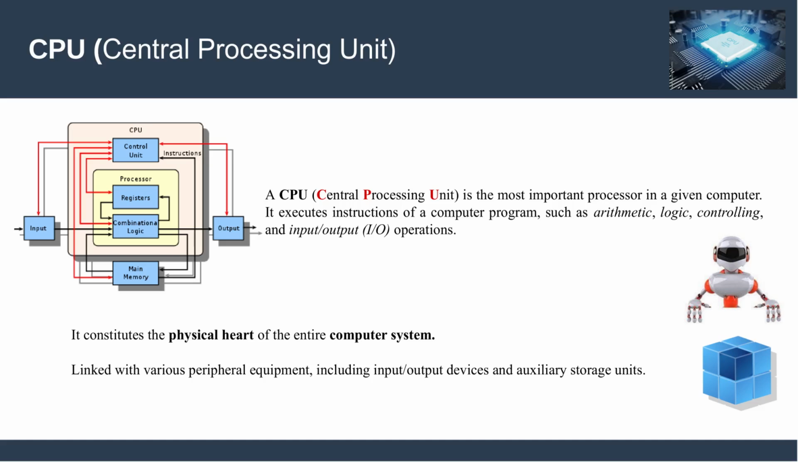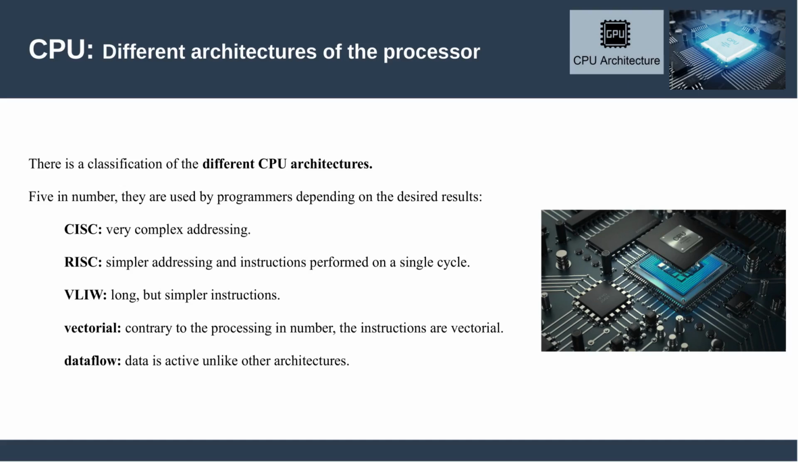The CPU, or central processing unit, is the core processor in a computer, executing program instructions like arithmetic, logic, control, and input-output operations. It serves as the physical heart of the system, interfacing with peripheral devices and storage units to manage data flow and processing tasks efficiently.